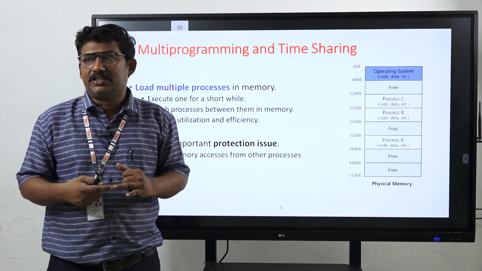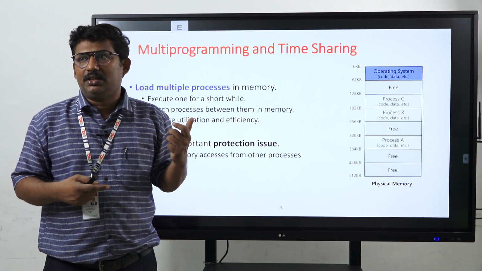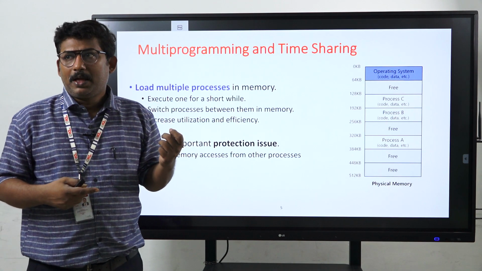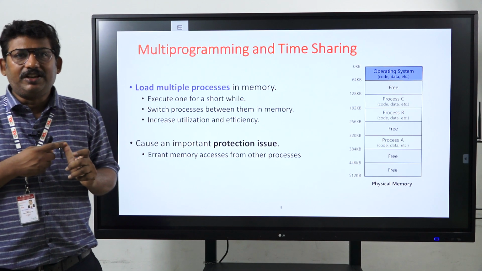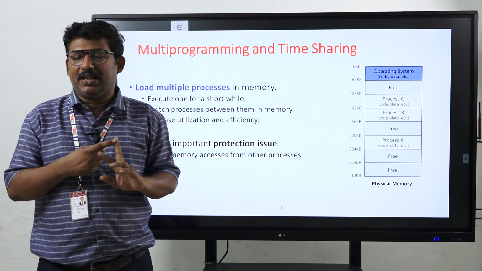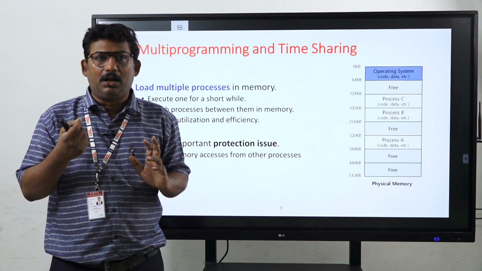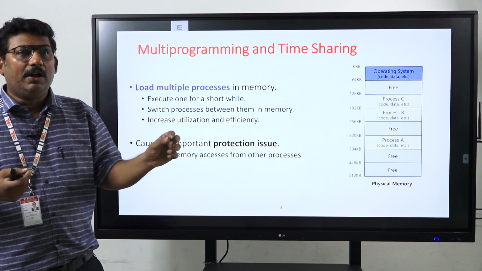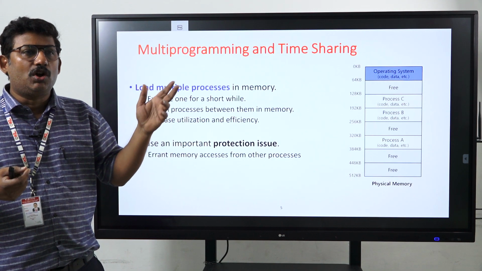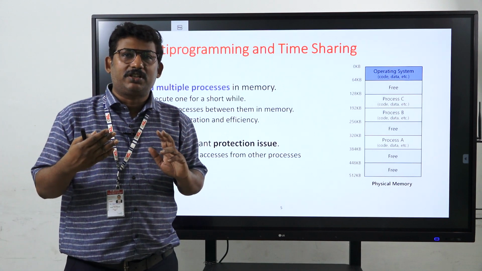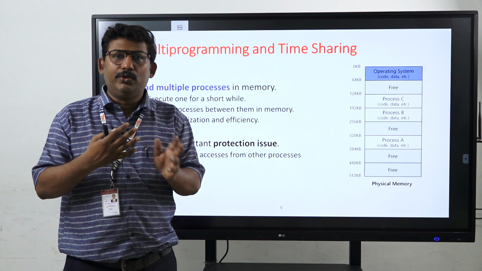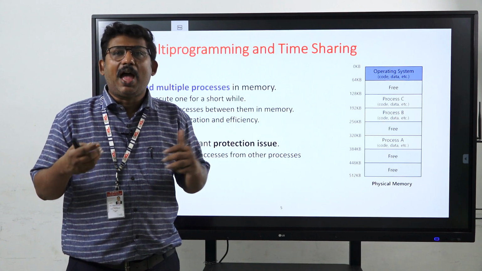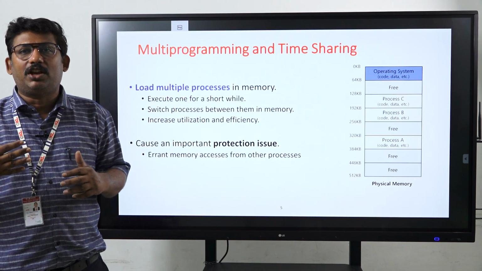It will load multiple processes in the memory and execute one for a short while. So here fetch, decode, and execute will take place, where it will fetch the data, decode, and execute based on time sharing. Each process will fetch, decode, and execute based on the time sharing. Not only one processor, two or three multiprocessors will use the same technique, and based on the time sharing technique it will use the memory. The multiprogramming concept is introduced here.